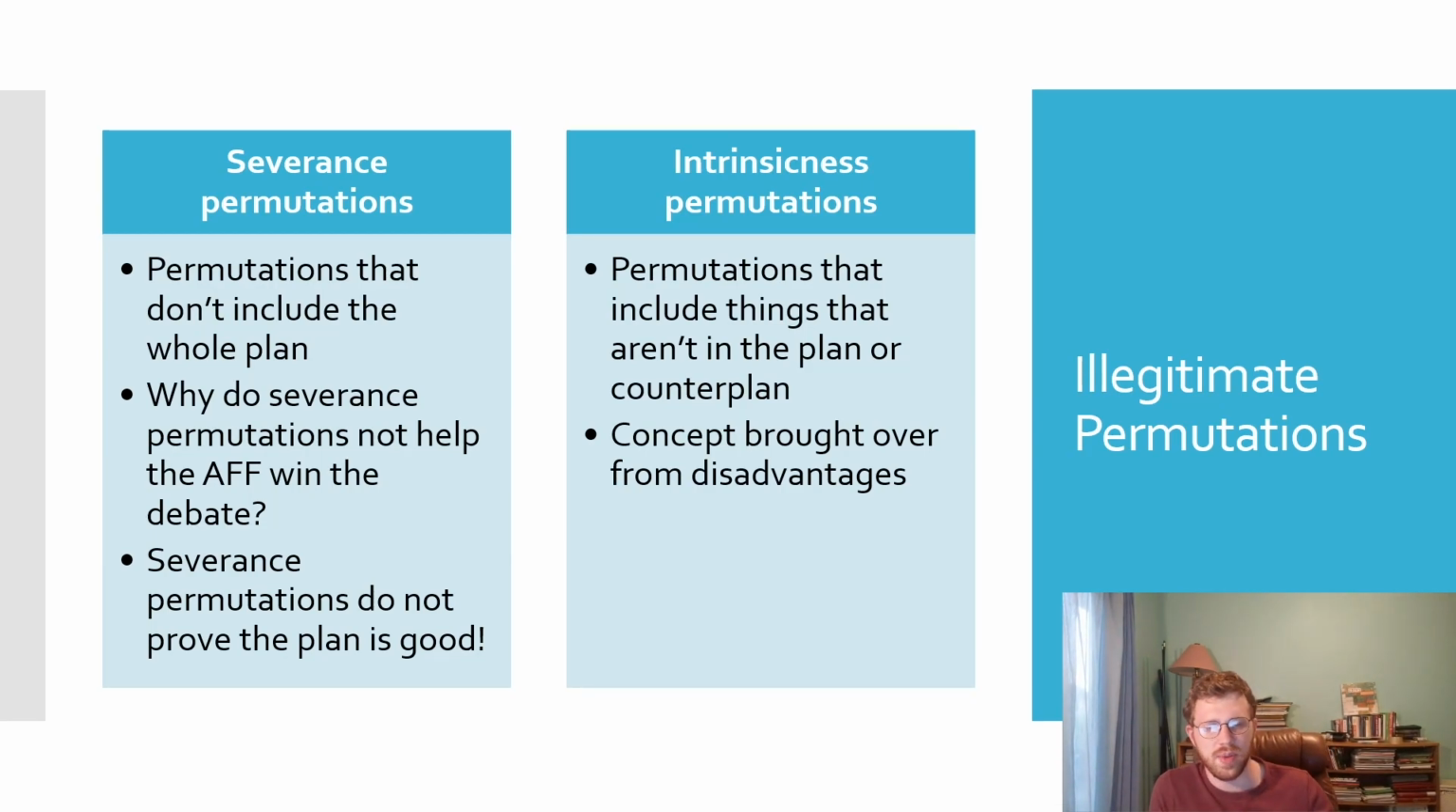While the neg won the battle over whether disadvantage links had to be intrinsic, the AF made a new argument with respect to counterplans. This time, AF teams argued that if an opportunity cost can be avoided without foregoing the plan, that opportunity cost is not intrinsic and therefore not a reason to reject the plan. They did this using the intrinsicness permutation, which added proposals that neither the plan nor the counterplan included in order to solve the net benefit.